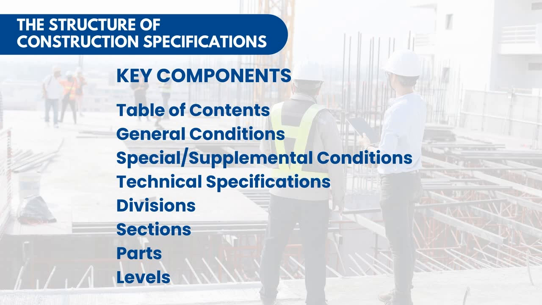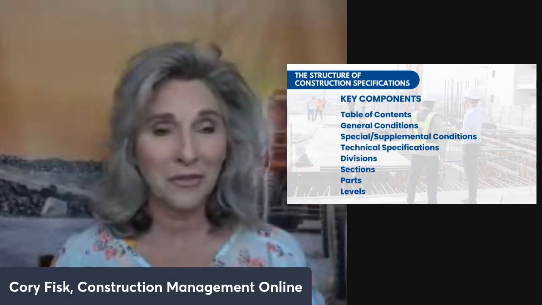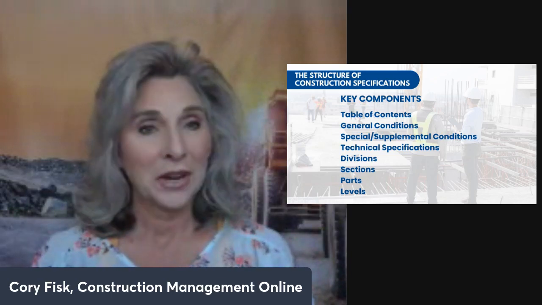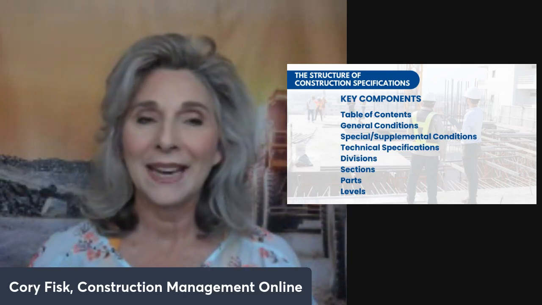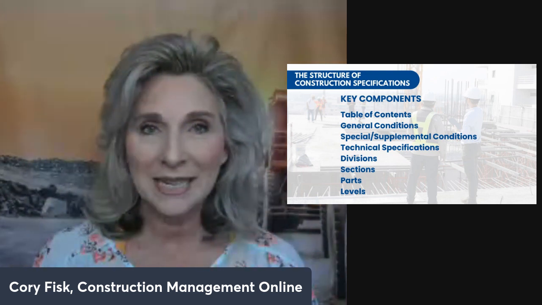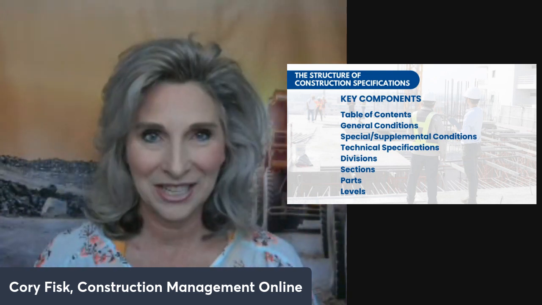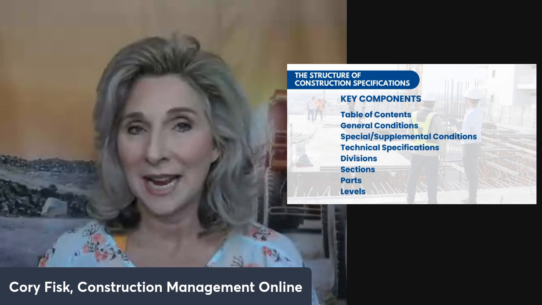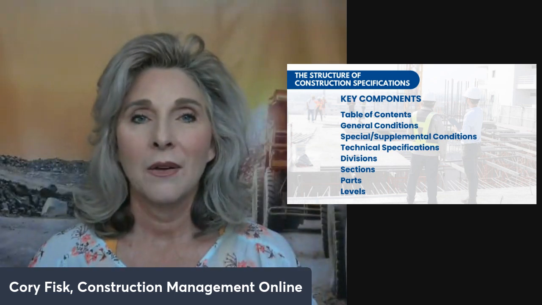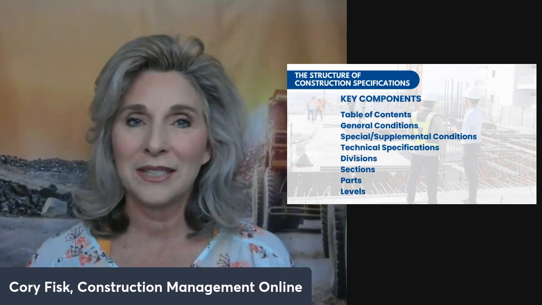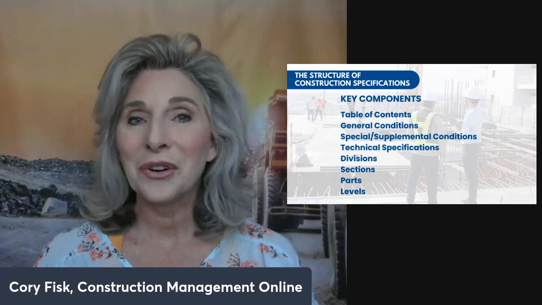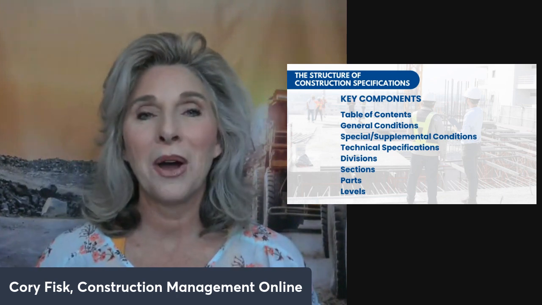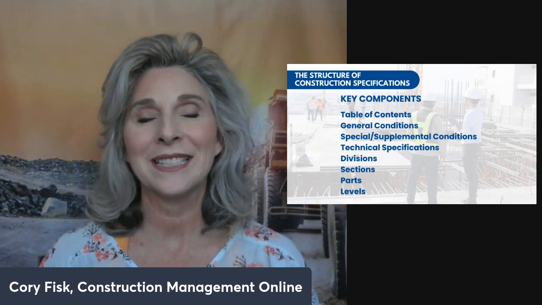So the key components that we're going to be talking about today are going to be the table of contents, the general conditions. Those are going to be followed or added to by supplementary conditions or special conditions. Then we're going to have technical specifications, which are organized in divisions, specification sections, which are further organized into parts and different levels.